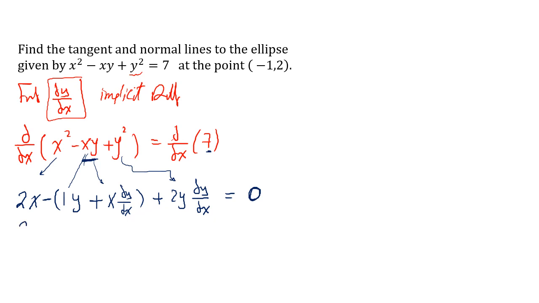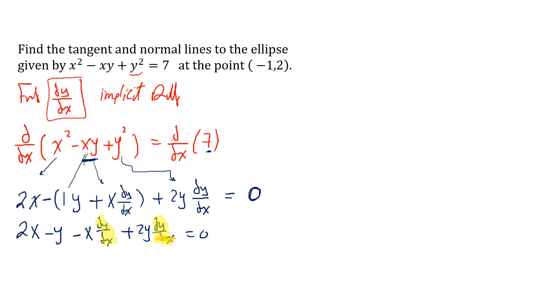So let's simplify it. So it's 2x minus y minus x dy by dx plus 2y dy by dx is equal to 0. I need to rearrange the equation and take dy by dx here as a highest common factor.